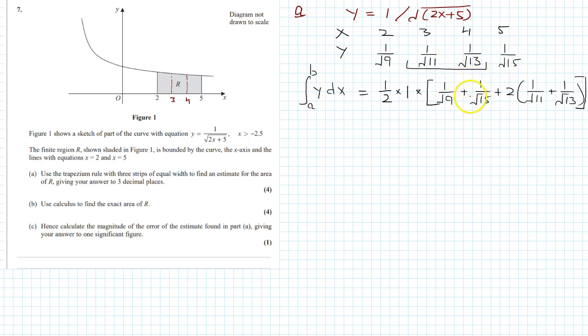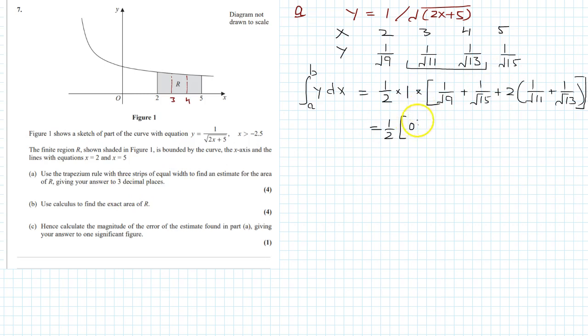So these are the values. 1 over root 9, so that will be half. If you want, you can calculate that. This is 1 over 3.